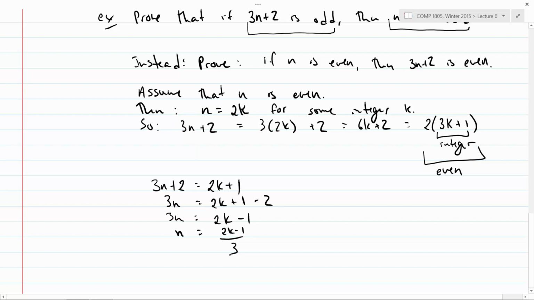Does that give me anything? Does that tell me if n is even or odd? Is it even clear that n is an integer at that point? No, it's not. So if 3 doesn't divide 2k minus 1, then you're in trouble. So that's why an indirect proof is better here, because we try a direct proof and we get stuck. And we'll see some other examples of that later on. That's why you go to an indirect proof sometimes.